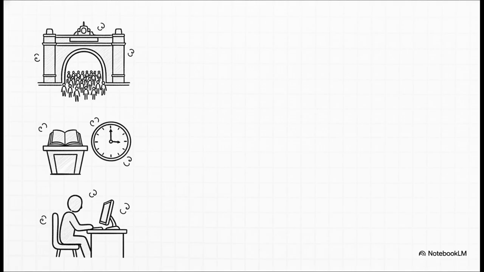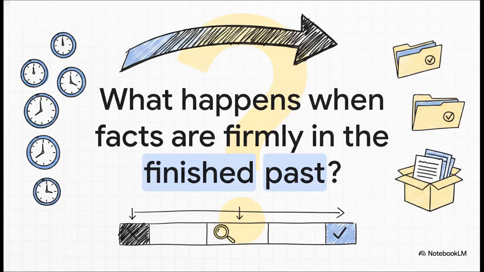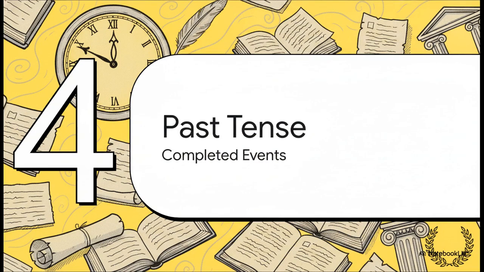Using the present simple basically tells your reader, hey, you can bank on this happening again and again. But looking at all these present truths naturally leads us to a pretty vital question. What happens when the facts are firmly in the past? When the action is entirely over, done with, and boxed up? That brings us to Section 4, Past Tense Completed Events. Time to enter the historical archive.